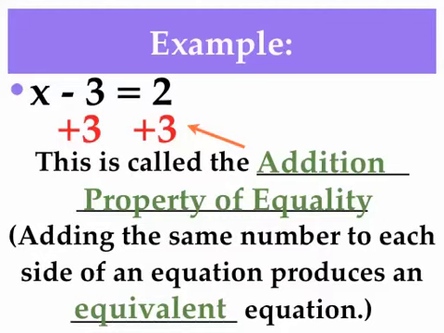When you add 3 to both sides, your answer for this equation is x equals 5. Remember, to check your answers, you can plug in 5 for x. When you do so, you get 5 minus 3 equals 2, and that is a true statement, so we know that my answer is correct.